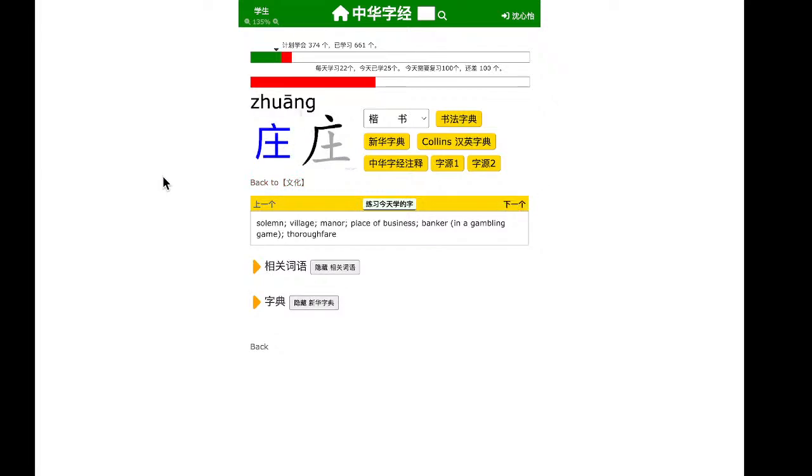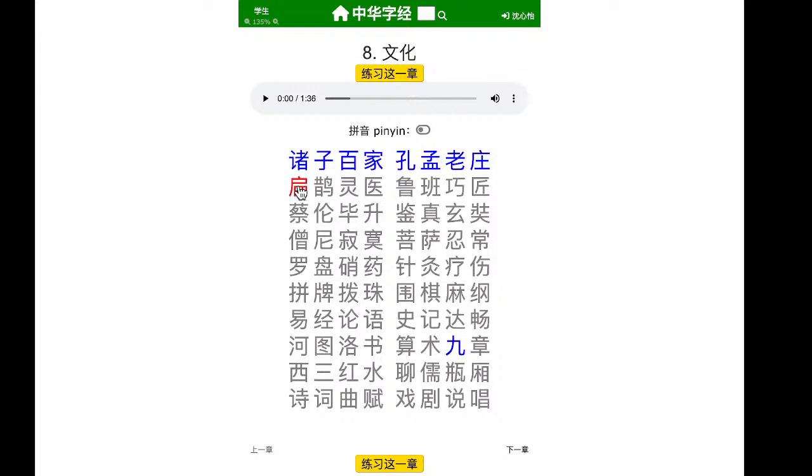And Lao Tzu's successor was Zhuangzi, the successor in the tradition of Taoism. Now this character Zhuang also means solemn or serious. It refers to a village, especially a small farming village, or a manor, like the property that's given to a lord, like back when nobles were just assigned parcels of land. Also could refer to a place of business or the person who plays the banker role in a gambling game or a thoroughfare, like a large connecting road. But in this context, we are talking about a philosopher guy.